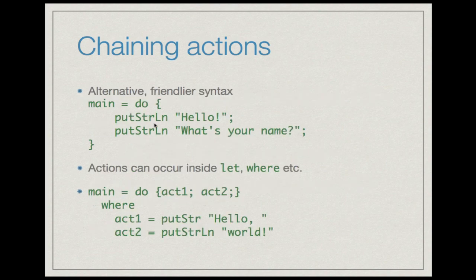Here the indentation is important in the do command, but since the indentation is sometimes hard to keep track of, Haskell offers an alternative, friendlier syntax, which is to use braces and semicolons. main = do { putStrLn "hello"; putStrLn "what's your name" }. And these actions can also occur inside let, where, etc. For instance, main = do { act1; act2 } where act1 is putStr "hello", act2 is putStrLn "world". So you can define local actions.